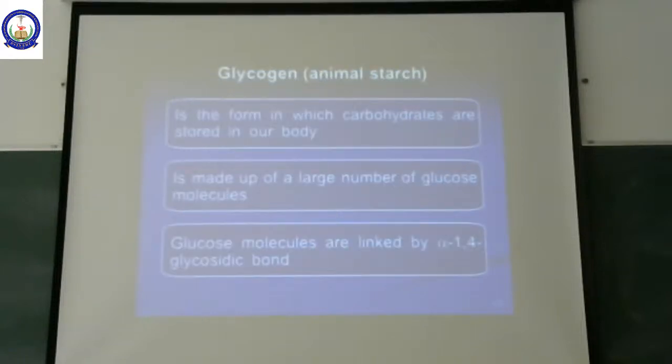Next we need to study what we mean by glycogen. Glycogen is animal starch. It is the major stored form of carbohydrate in our body, mainly in the liver. It is made up of a large number of glucose molecules, which are linked by the bond called the alpha-1,4 glycosidic bond.